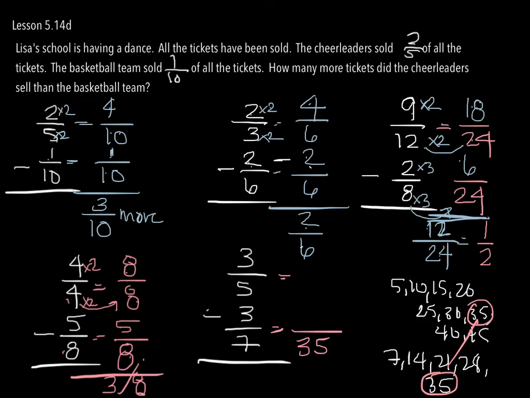35ths. Whoop. 35ths. Whoop. Now, what did I do to the 7 to get to 35? Well, I multiplied it by 5. Whatever I do to the bottom, I do to the top. 3 times 5 is 15. What did I do to 5 to get to 35? I multiplied it by 7. Whatever I do to the bottom, I do to the top. 3 times 7 is 21.